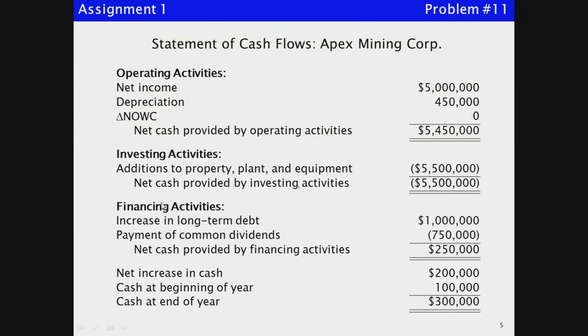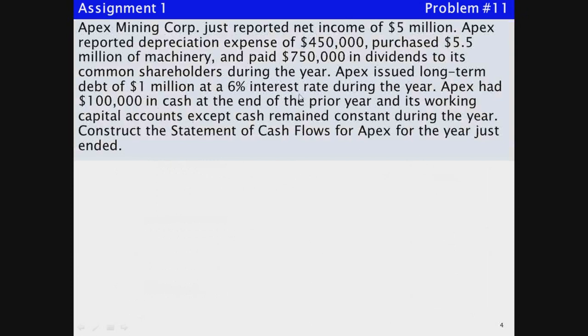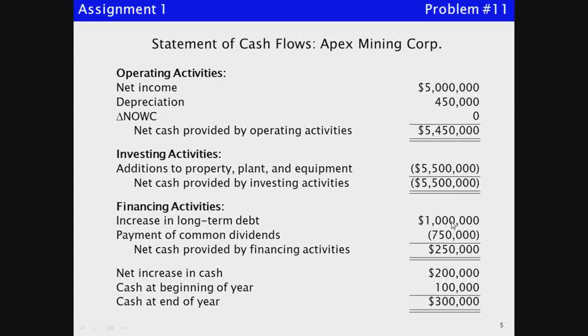For financing activities, we have the issuance of long-term debt of $1 million. That's an inflow. We borrowed. We received the $1 million. But we paid dividends of $750,000. So our net cash provided by financing activities was $250,000. We started with $100,000. If we compute the change in cash, take the $5.45 million minus $5.5 million plus $250,000, we'll get a $200,000 increase in cash, which takes our cash from the beginning of the year 100, add the 200, we have 300,000 at the end of the year.